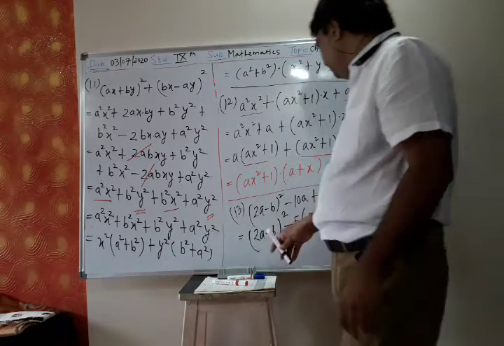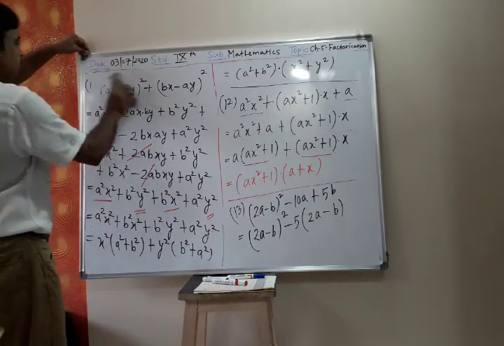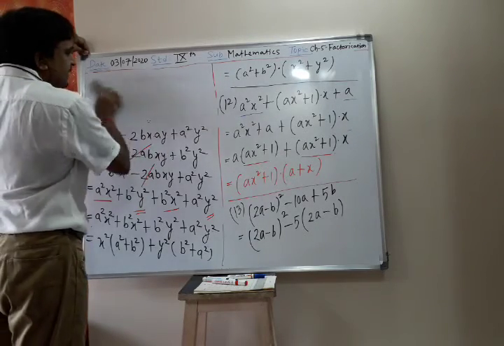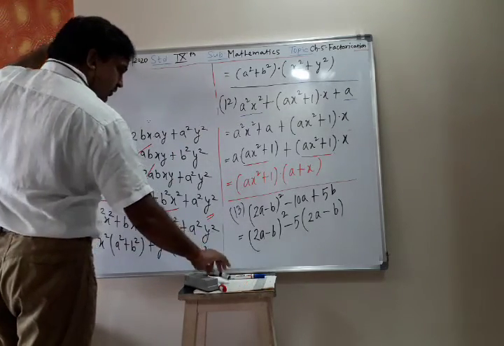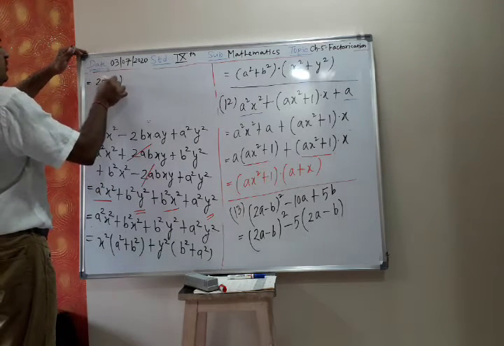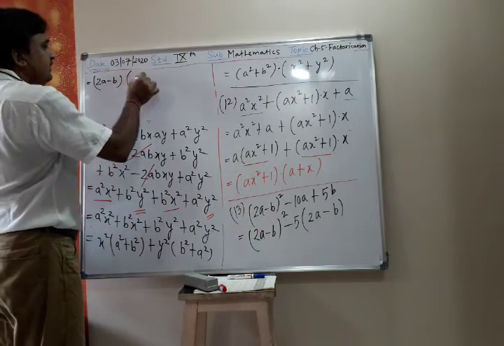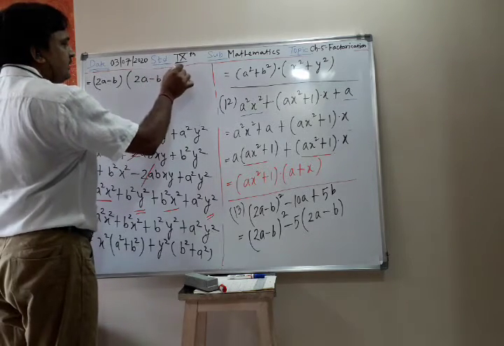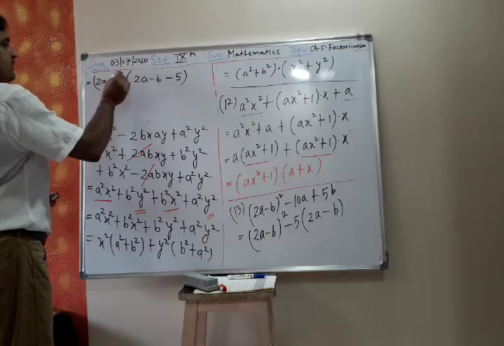Now what is common in there? First is 2a minus b whole square. 2a minus b whole square means 2a minus b into 2a minus b. So 1 2a minus b I can take common. Then what is left in place of square? 1 2a minus b will be left. Then minus 5. So 2a minus b into 2a minus b minus 5. This is the answer.